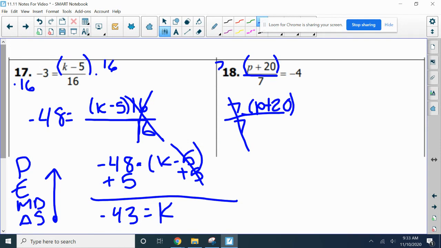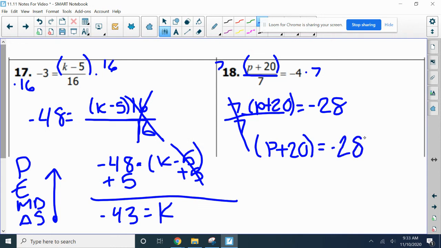And what I do to that left side, I have to do to the right side. So times 7 on this right side as well. And negative 4 times 7, 4 times 7 is 28. A positive and negative give me a negative, so equals negative 28. We can drop the 7 divided by 7 to just 1. So 1 times p plus 20 is simply p plus 20. And I'm left with p plus 20 equals negative 28.